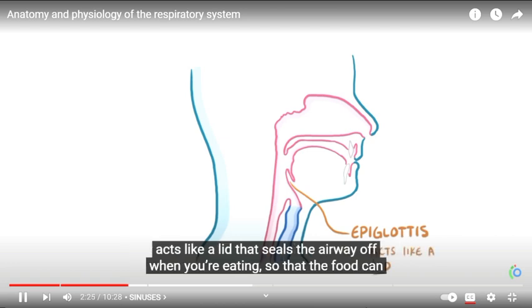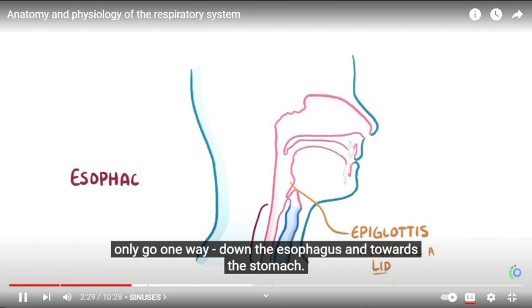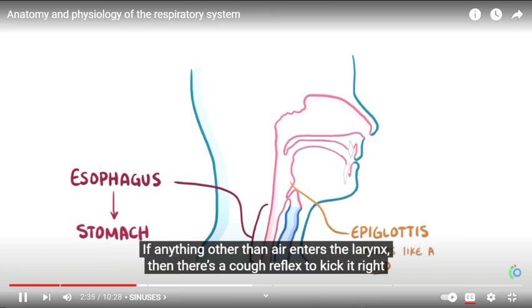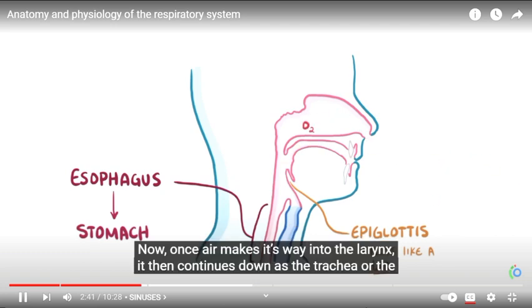At the top of the larynx sits a spoon-shaped flap of cartilage called the epiglottis, which acts like a lid that seals the airway off when you are eating so that food can go only one way, down through the esophagus and towards the stomach. If anything other than air enters the larynx, then there is a cough reflex to kick it right out.